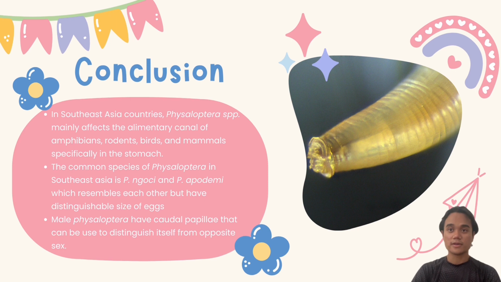In Southeast Asian countries, Physaloptera species mainly affect the alimentary canal of amphibians, rodents, birds, and mammals, specifically the stomach. The common species of Physaloptera in Southeast Asia are Physaloptera gochi and Physaloptera apodemi, which resemble each other but have distinguishable egg sizes. And the male Physaloptera have caudal papillae that can be used to distinguish them from the opposite sex.